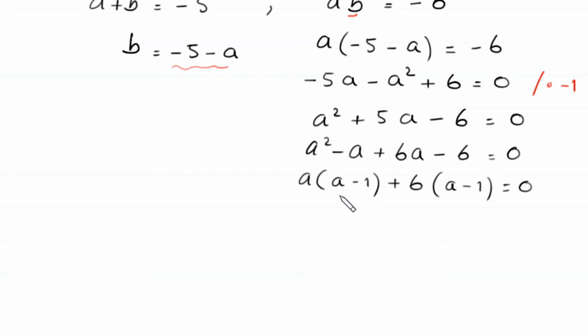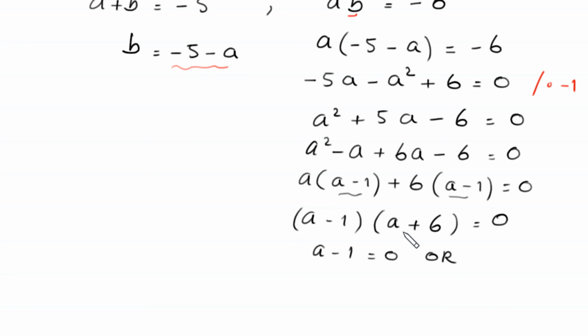In this, a minus 1 is common. A minus 1 as common factor in bracket left a plus 6 is equal to 0. And from here, either this a minus 1 is equal to 0, or this a plus 6 is equal to 0. From this equation, we get the value of a is equal to 1, and from this equation, we get the value of a is equal to negative 6.